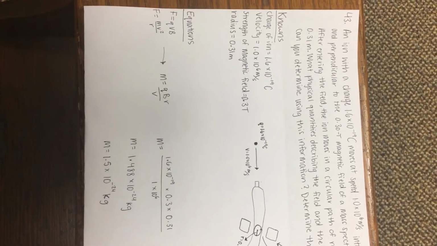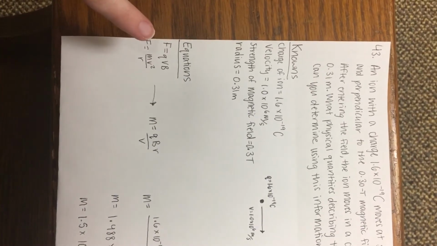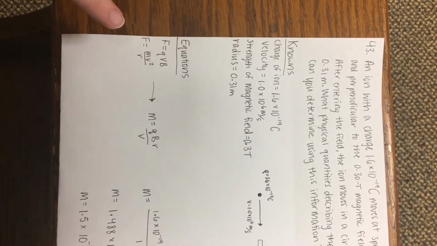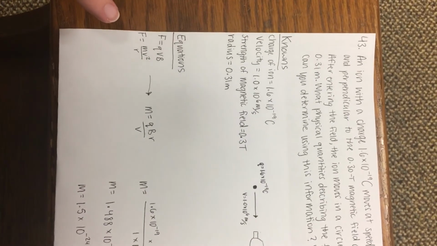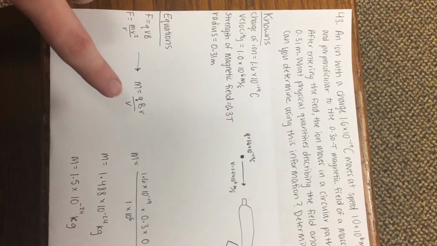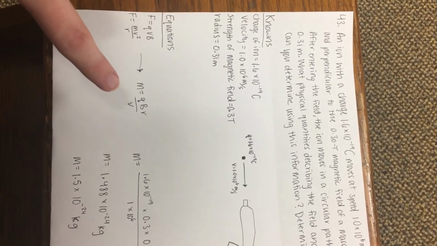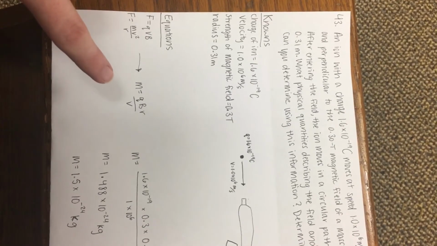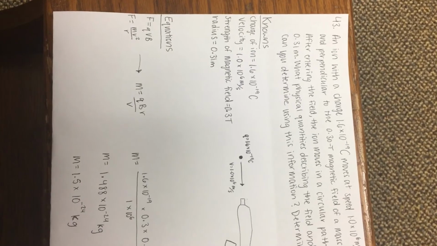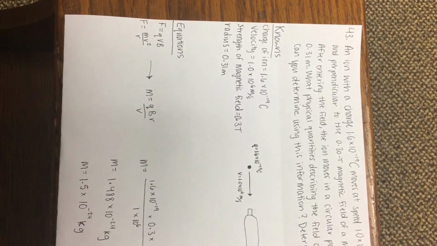ion. So I took two equations, which are right here. F equals QVB and F equals mv squared over r. And I combined and rearranged them so that I could solve for the mass, which is what is shown here. So the new equation is m equals QBr over v. And in this equation, m is mass, q is the charge of the ion, B is the magnetic field, r is the radius, and v is the velocity.